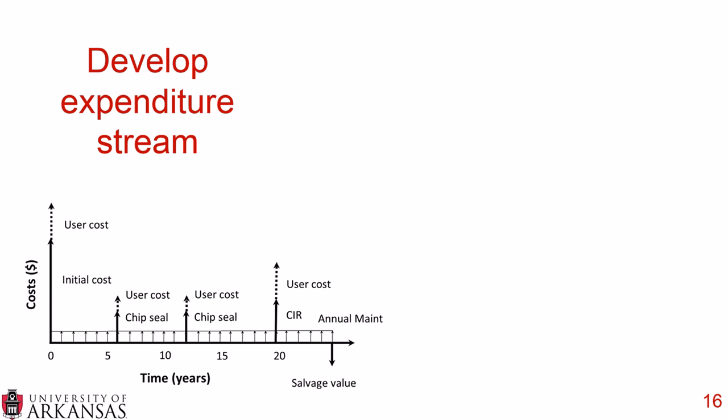The next step is to develop an expenditure stream. And this is one expenditure stream for flexible pavements. You can see here every 6 years a chip seal is being applied. And at year 20, cold in place recycling is being applied. And then at year 25, there's some sort of salvage value. And these all have both initial or agency costs. The agency costs are the initial costs, the chip seals, and the CIR. And then you have user costs at each time as well.